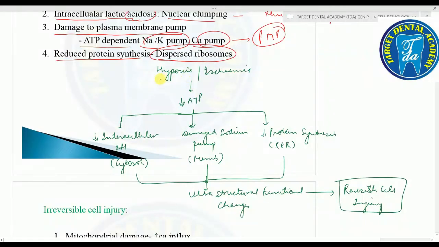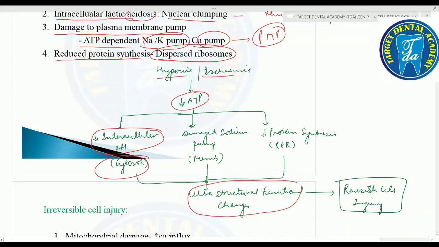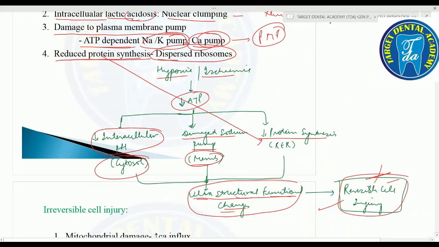Fine. See, due to hypoxia and ischemia, there is decreased ATP, which leads to decreased intracellular pH in the cytosol. Which leads to ultrastructural functional changes, and finally reversible cell injury takes place. Second, due to decreased ATP, there is damage of the sodium pump in the membrane. See, damage to the plasma membrane pump, which includes the ATP dependent sodium potassium pump and the calcium pump, leads to ultrastructural functional changes, and it finally leads to reversible cell injury. Third, when there is decreased protein synthesis in the RER, it leads to ultrastructural functional changes, and finally to reversible cell injury.